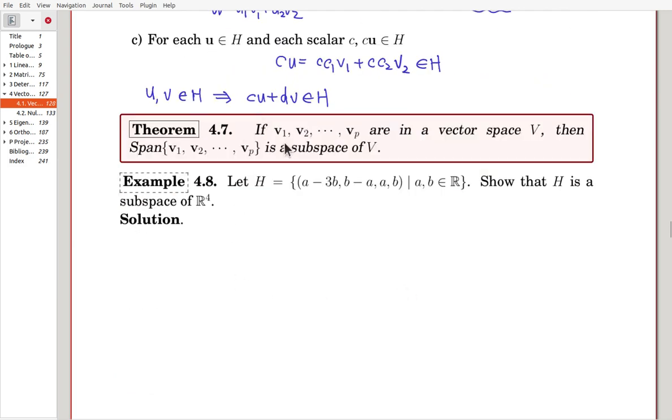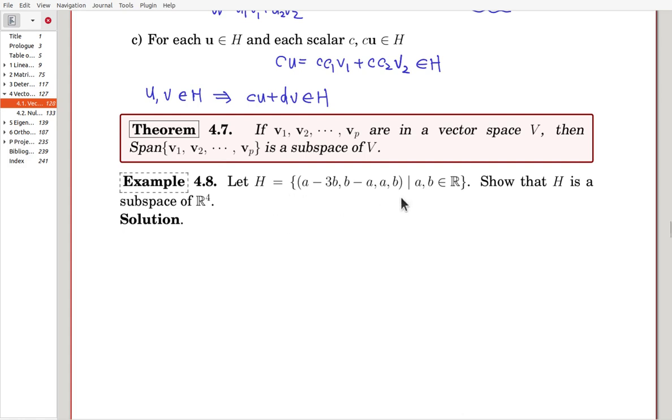Okay. If V1 to Vp are in a vector space V, then the span is a subspace of V. It should be, because the span itself is a collection of linear combinations, and a subspace requires being closed under linear combinations. So quite naturally, the span is a subspace of a vector space.